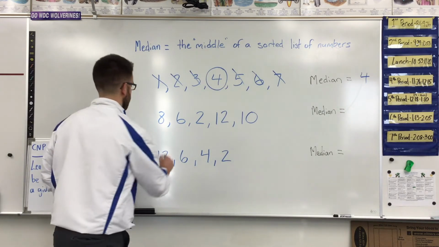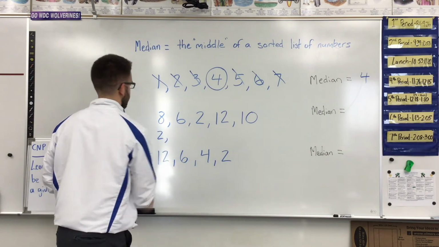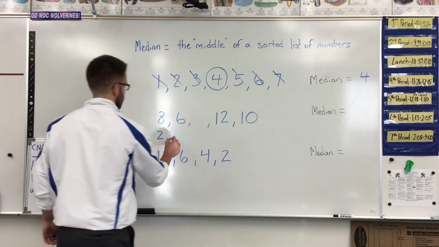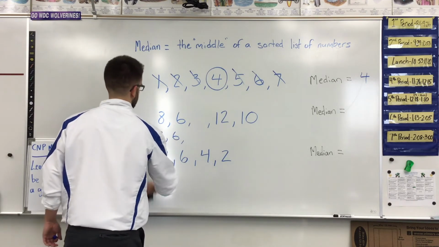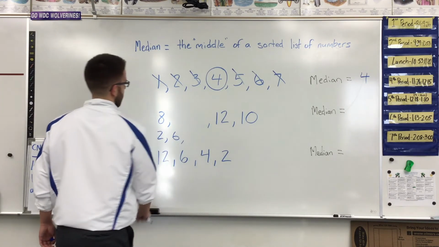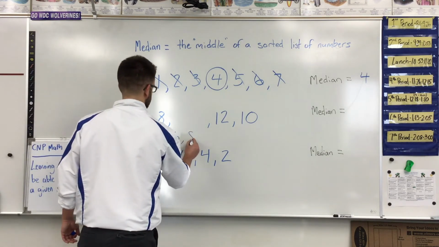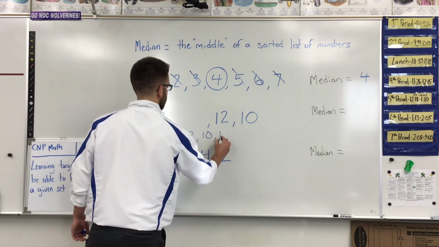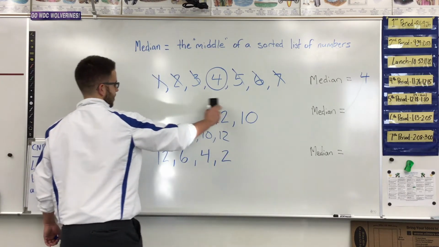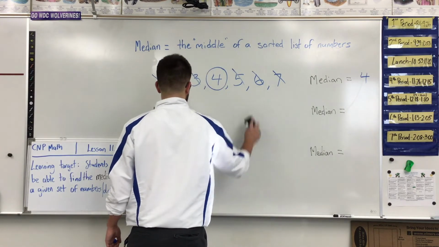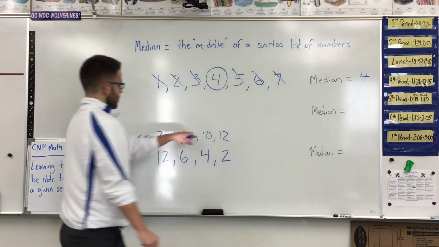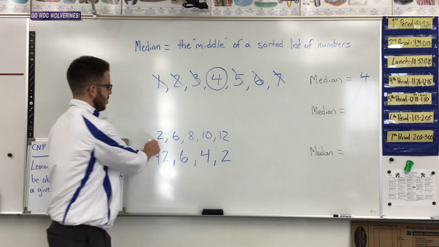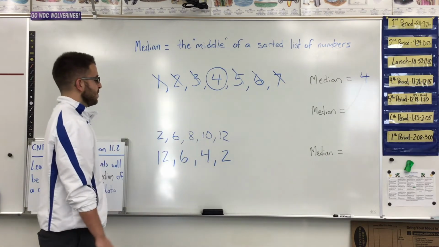The lowest number is 2. So I'm going to write 2. The next lowest number is 6. Erase that. Then we have 8, 10, and 12. Go ahead and erase those numbers here. There's my new list of numbers. It's the same list, but they are now in order from least to greatest. 2, 6, 8, 10, and 12.